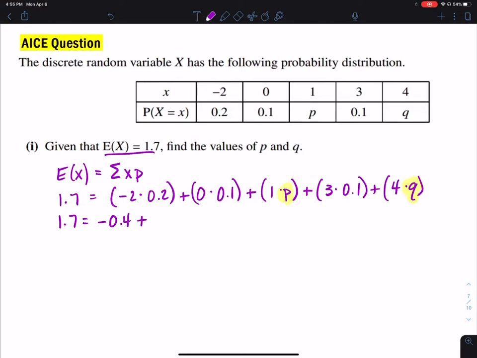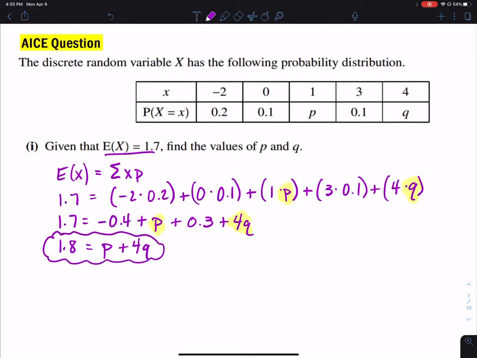You have P plus 0.3 plus 4Q. Okay, and what I like to do when I am setting up a system of equations, I like to keep my two variables on one side of an equation and get all of my numerical values to the other side. So when I move the negative 0.4 and the 0.3 over to the other side, it ends up being 1.8 on this side. And then I have my P plus 4Q here. And I'm going to kind of keep this isolated for a second, okay, and save that.